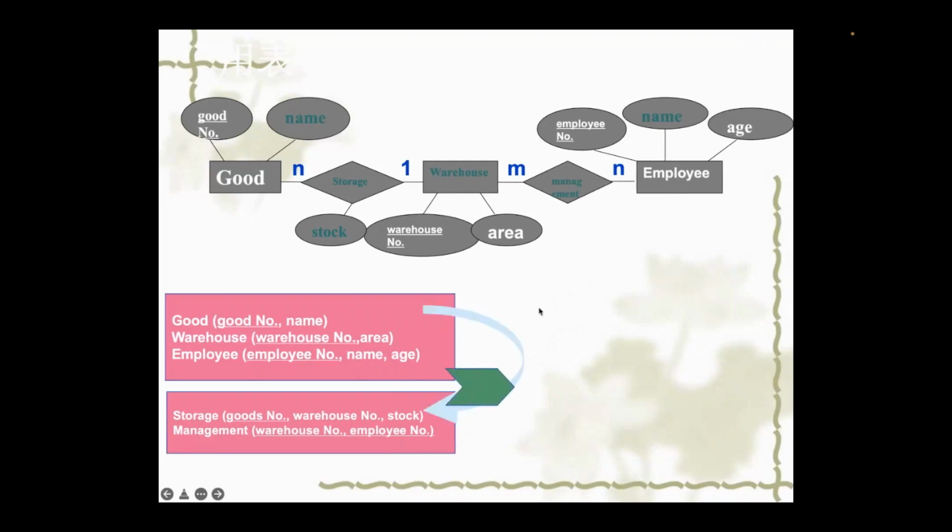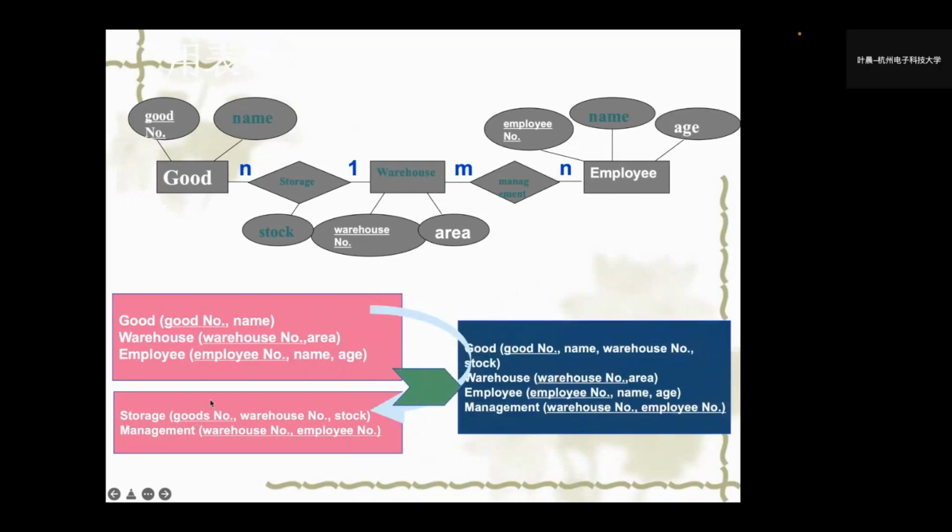And here we can find that for the table of goods and storage, they have the same key. So we can convert these two tables into one table of goods, and they also use the number of goods as their key, and the attributes, we can put them together in one table.